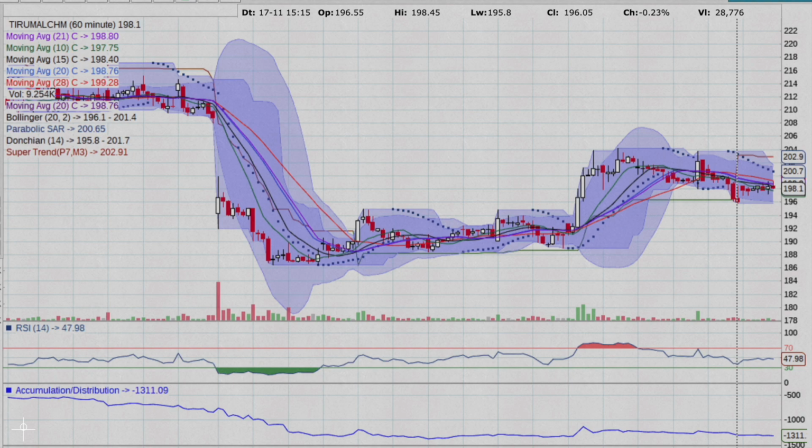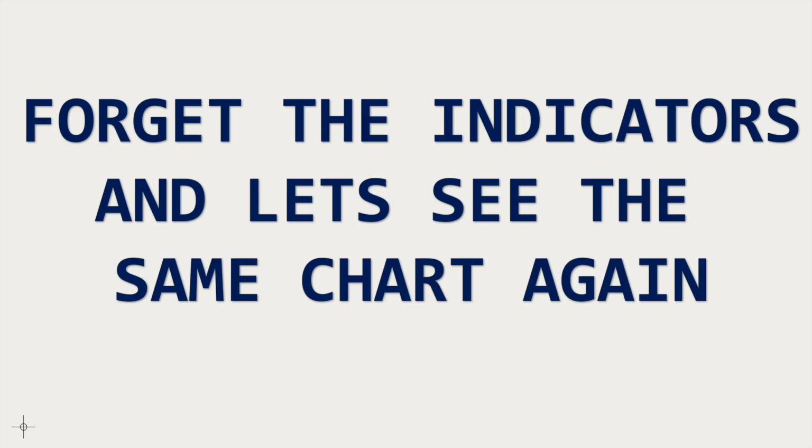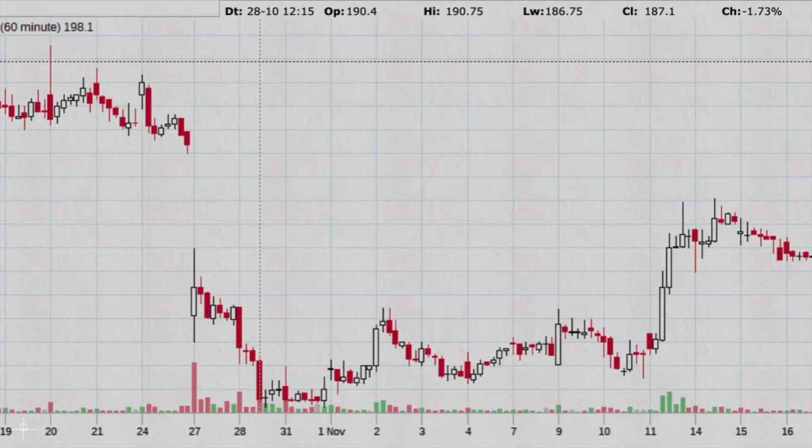So the same chart that you are seeing on the screen, forget the indicators and let's see the same chart again. See how clean it looks now. It's basically the same 60-minute Thirumalai Chemical chart, but without any parameters. So that clearly shows you that somewhere around 10 and 11, in this range, it has given some big candles with a bullish phase. Then again it has shown some consolidation and there was a bearish phase. So it gives you some idea about the chart when you are not using too many parameters.